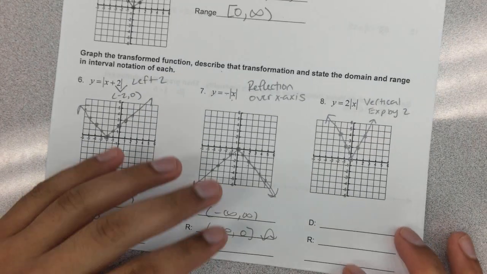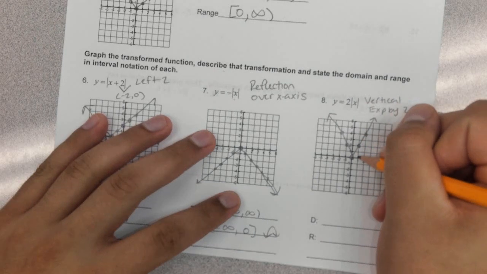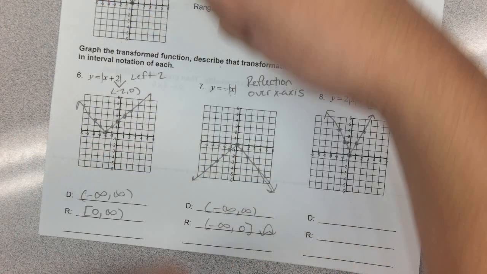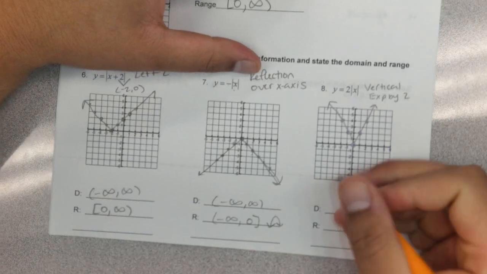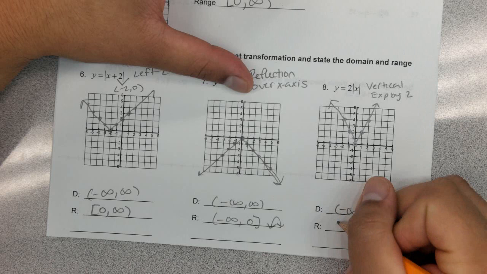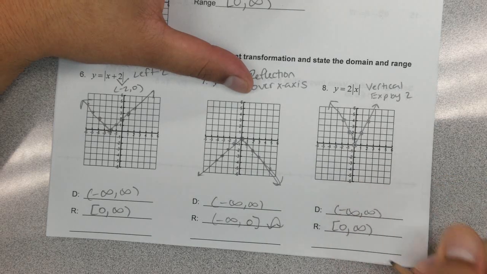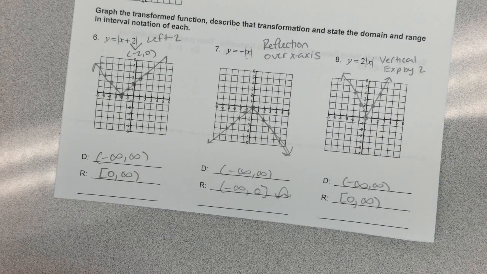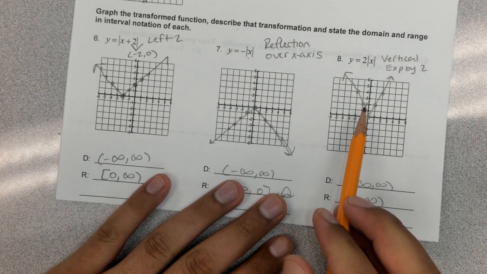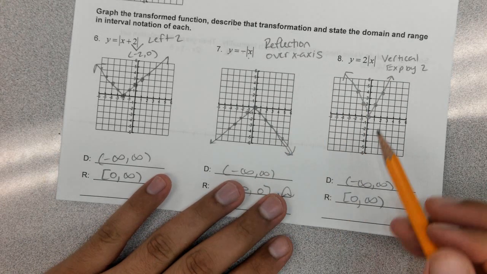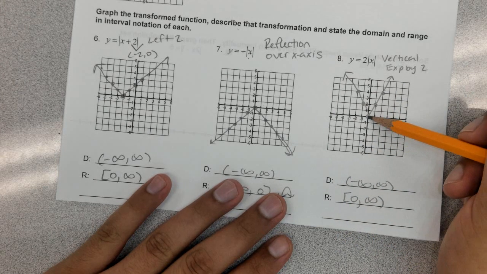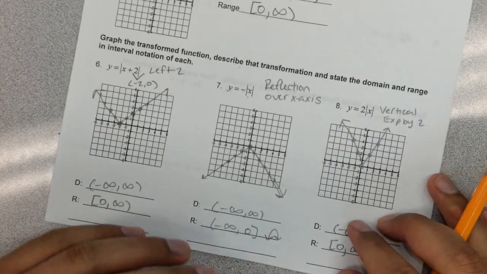Everything expanded by 2. Instead of being at 1, 1, we're now at 1, 2. Instead of being at 2, 2, we're now at 2, 4. So everything expanded vertically. For the domain, it's still negative infinity to infinity, and the range would be from bracket 0 to infinity. Range is from bottom up, domain is from left to right. Left, it's always going to go that direction. Right, it's always going to go this direction. But for the range, from the bottom, we start at 0, and then it keeps going up to infinity.